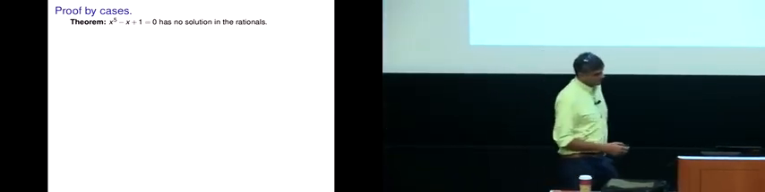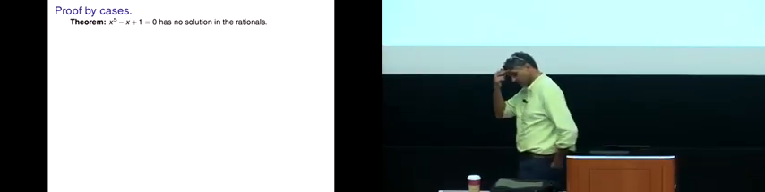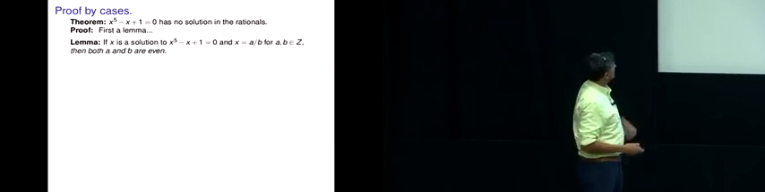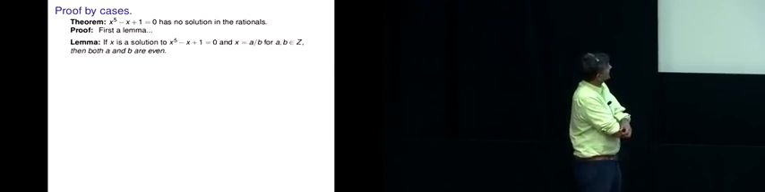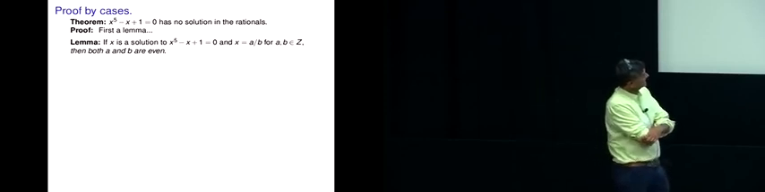Okay, so we're going to prove this theorem by cases. First we're going to prove a lemma, which will be proven by cases. If x is a solution to x to the fifth minus x plus 1 equals 0, and x equals a over b, with a and b integers, then both a and b are even.